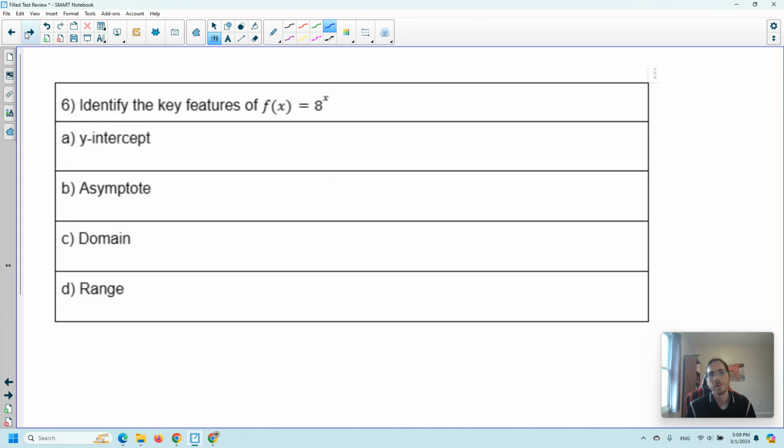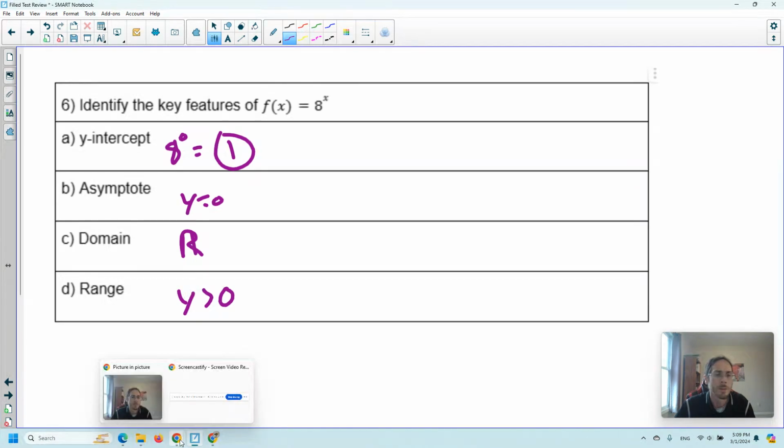All right, for number 6, we have to identify all the key features. We did pretty good with this before. For the y-intercept, we can just plug 0 in. 8 to the 0th power is 1. The asymptote, since we're not adding or subtracting anything, is y equals 0. The domain of all exponential functions is all real numbers. And we're above the x-axis, so we have to say y is greater than 0.